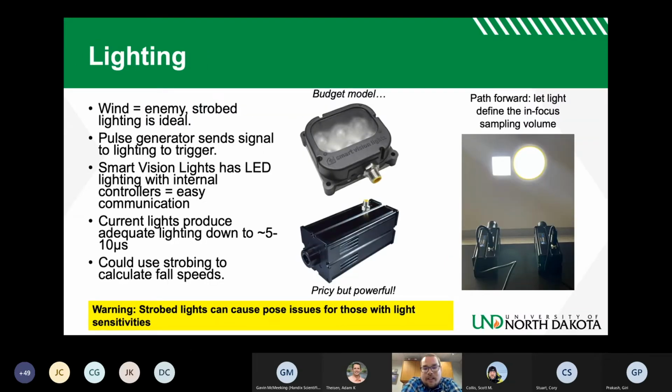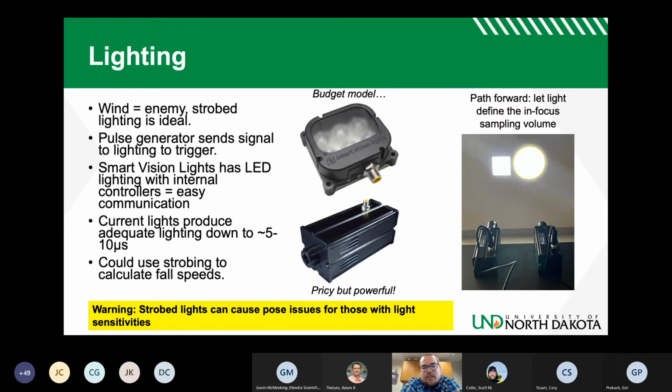For the lighting, I'm using strobed LED lights. What happens behind the scenes is the software tells the camera, the chipset on the camera, to send a pulse to the lighting, triggering the lighting at a specific duration. I'm commonly operating these things down to about 5-10 microseconds or so. In other words, it doesn't matter if you're in a blizzard or if it's calm weather, you're going to be able to get nice, sharp, focused images of snowflakes.